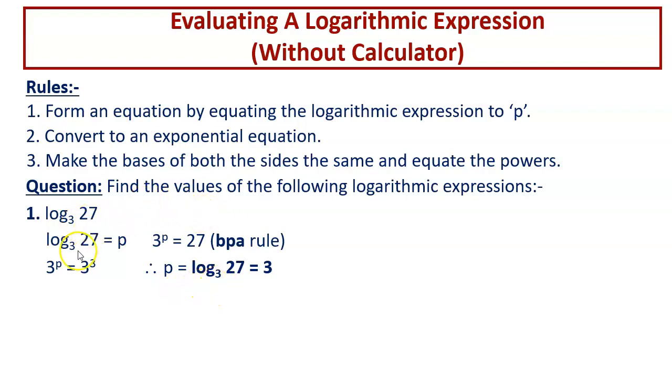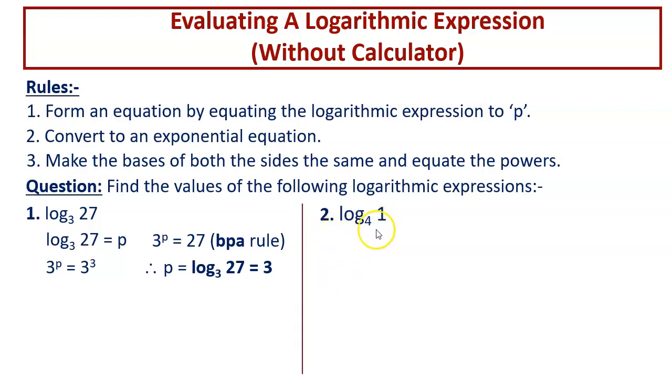Therefore, what was p? P was log 27 to the base 3. So log 27 to the base 3 equal to 3. Okay. So we have found the value of this logarithmic expression log 27 to the base 3, and it is equal to 3. Coming to question number 2.